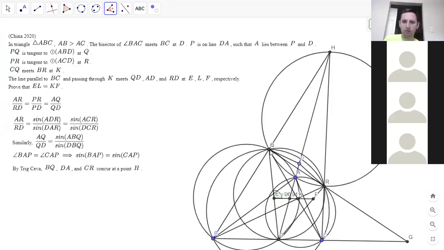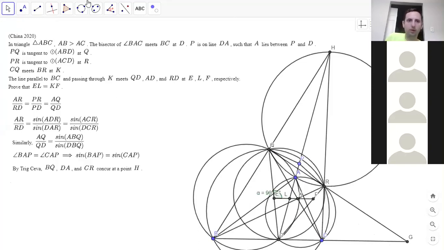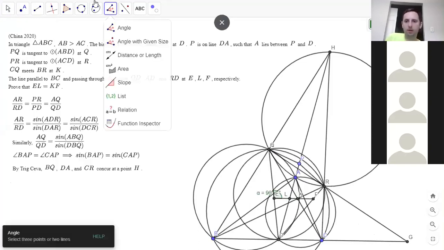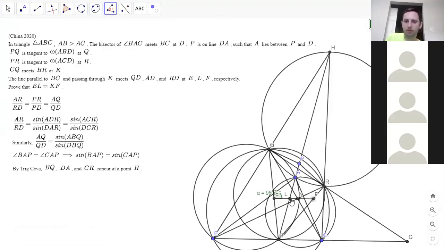So that angle is 96.91. And for DFL, I forgot, is it clockwise or counterclockwise that this does it? I always do the wrong one. Okay, I have to click D, then L, then F. E, L, F. No, they're not congruent.